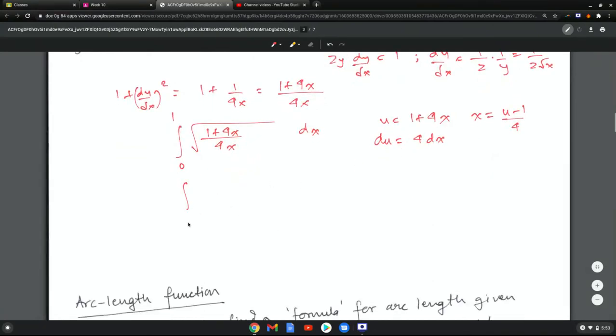When x is 0, u is 1. When x is 1, u is 5. And this is square root of u over 4x is u minus 1. So u minus 1... actually, let's see. Skip that. It's going to be better to plug u as 4x. Yeah, you're going to make more sense doing that.